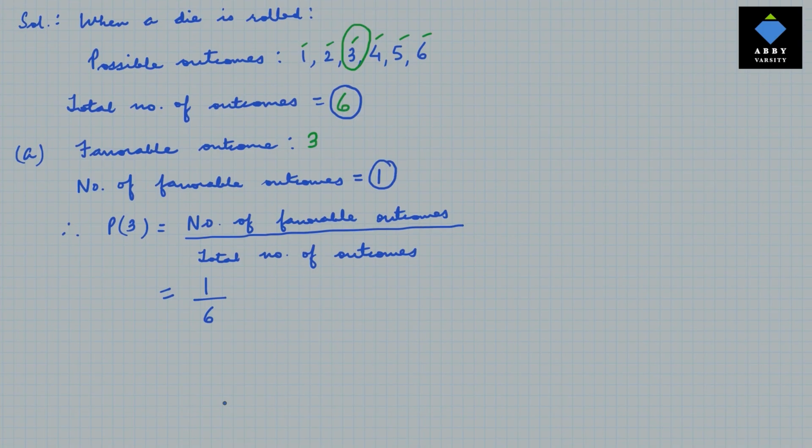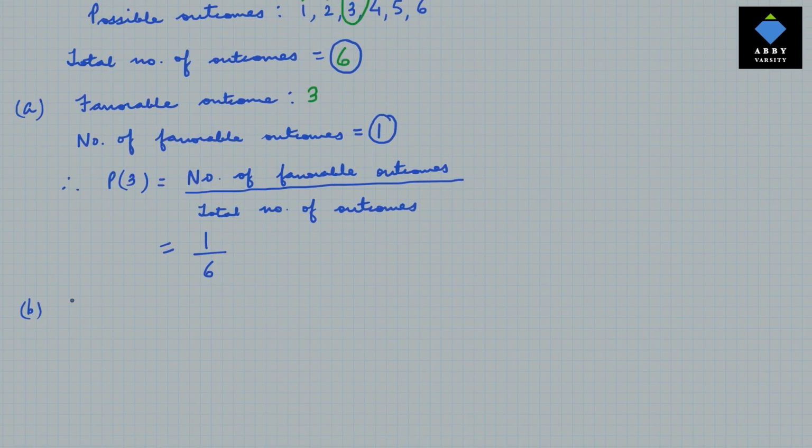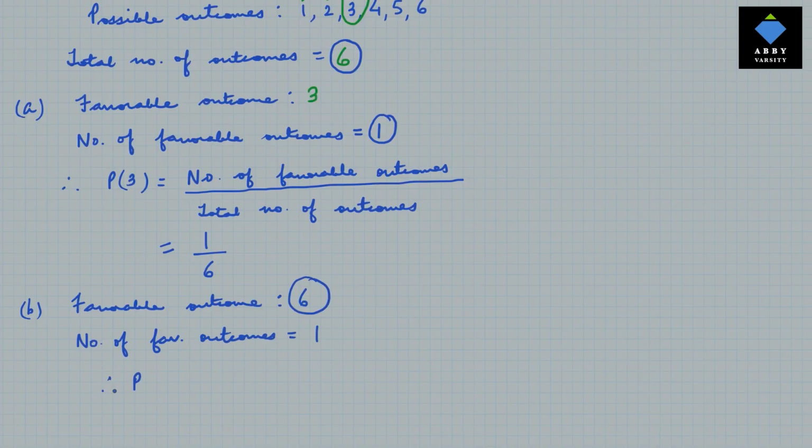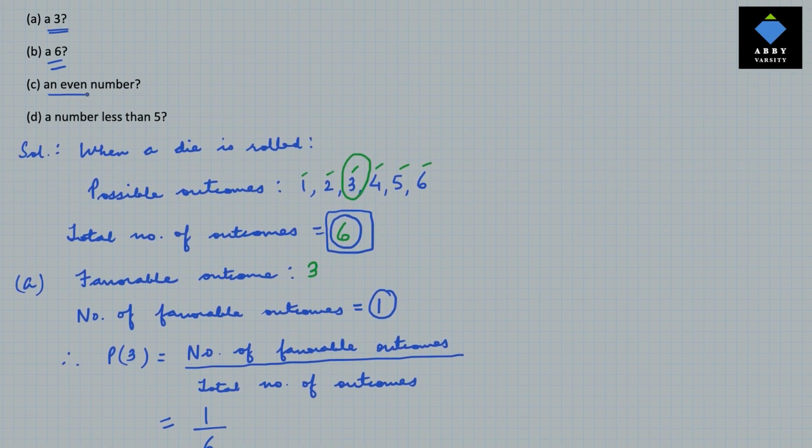Part B. To get the number 6, the favorable outcome will be 6. So the number of favorable outcomes will be 1. Therefore, the probability of getting a 6 will be number of favorable outcomes, which is 1, divided by the total number of outcomes, which is 6. So 1 by 6 is the required probability.